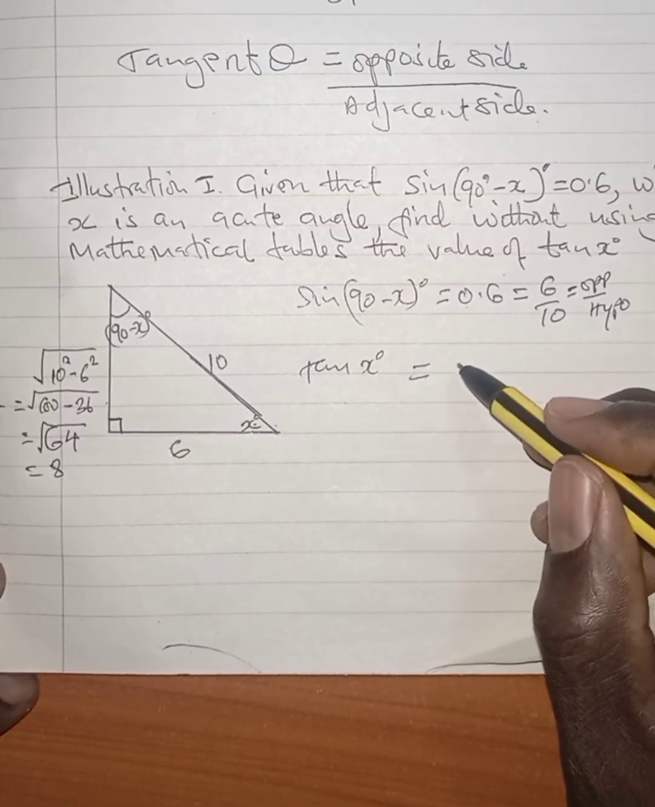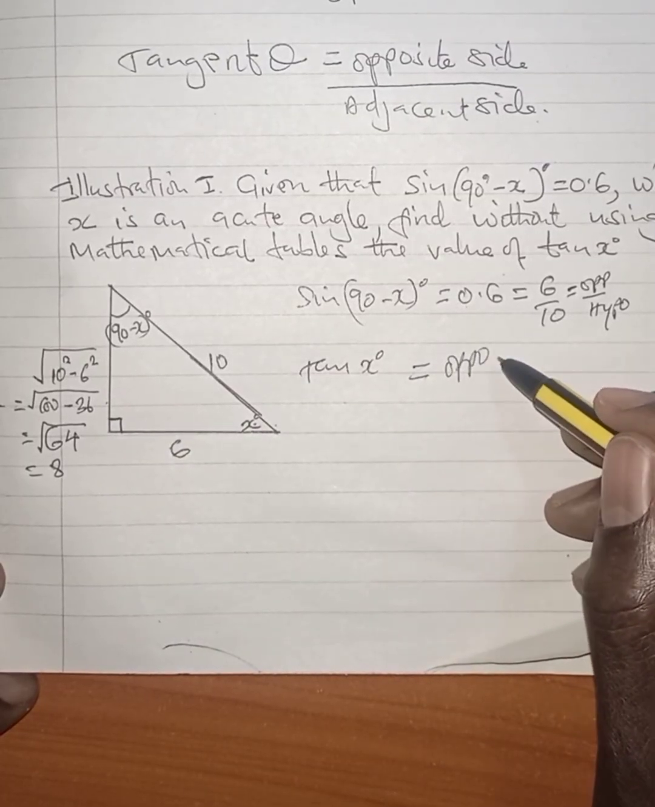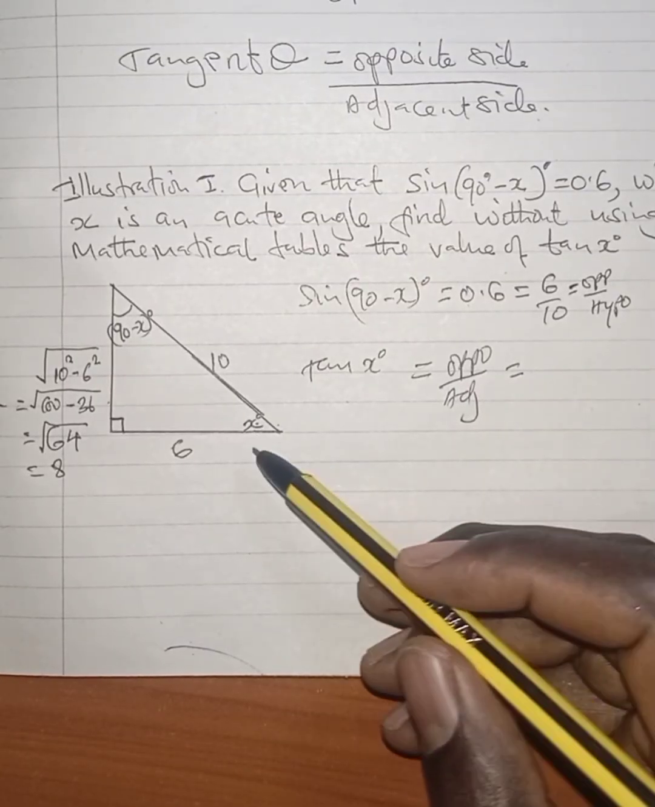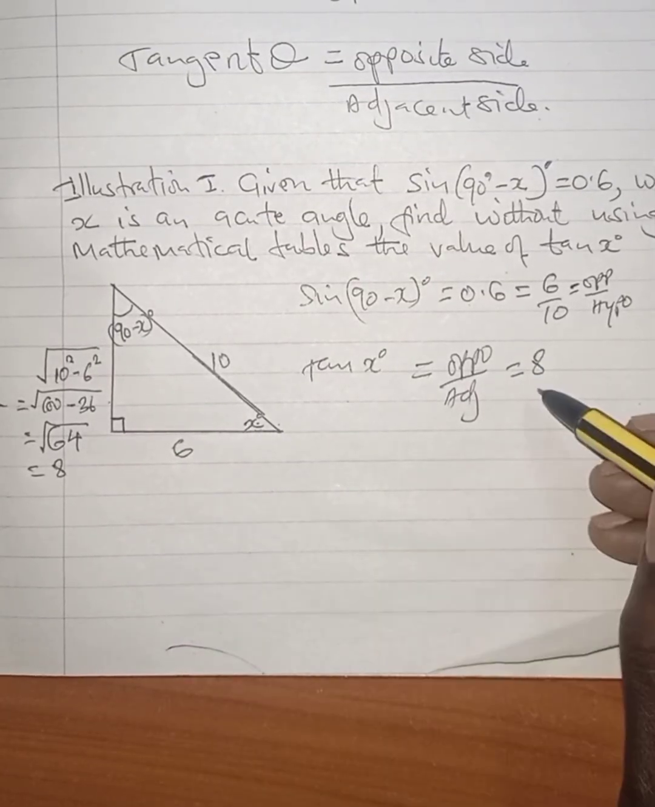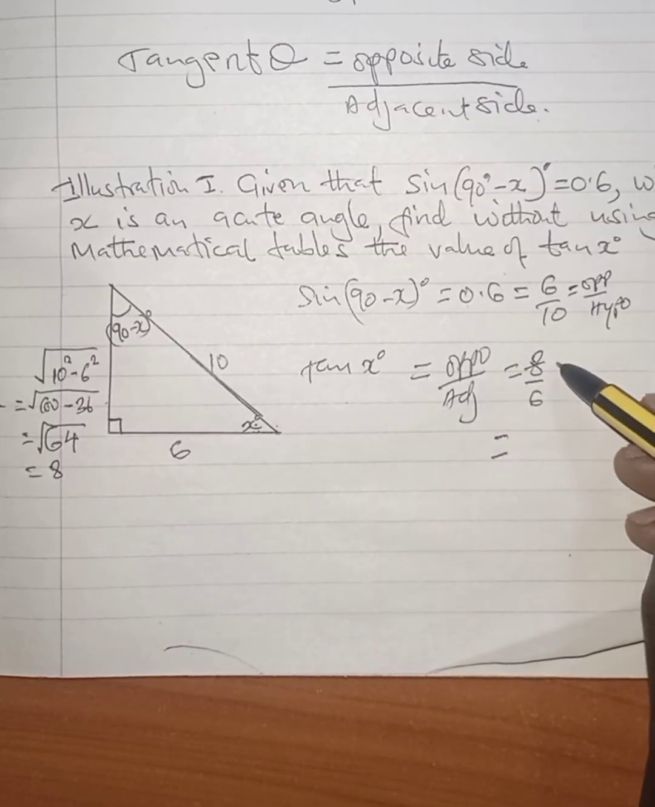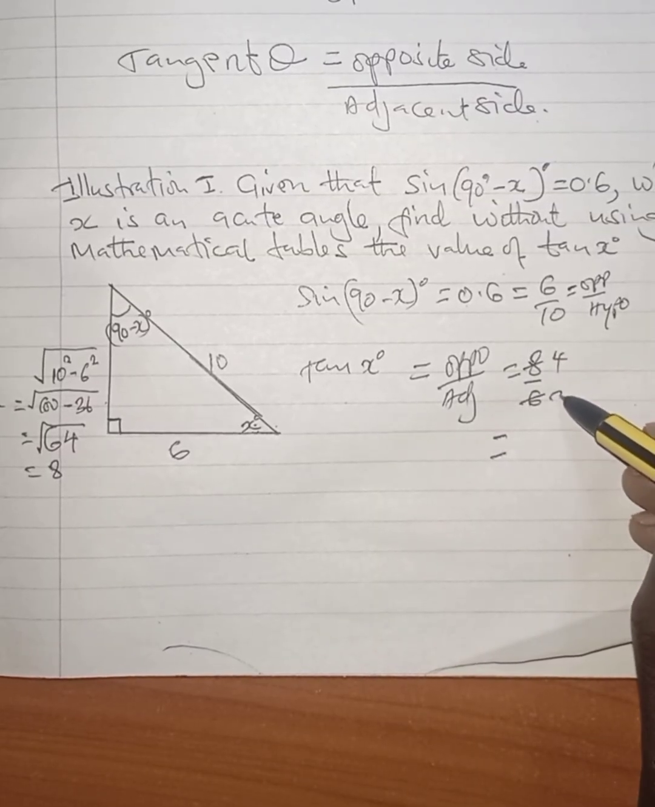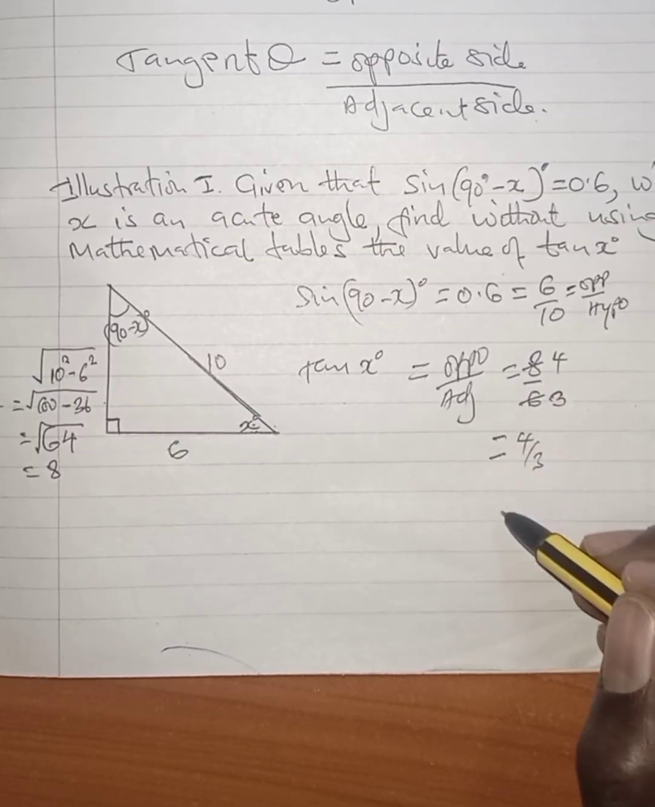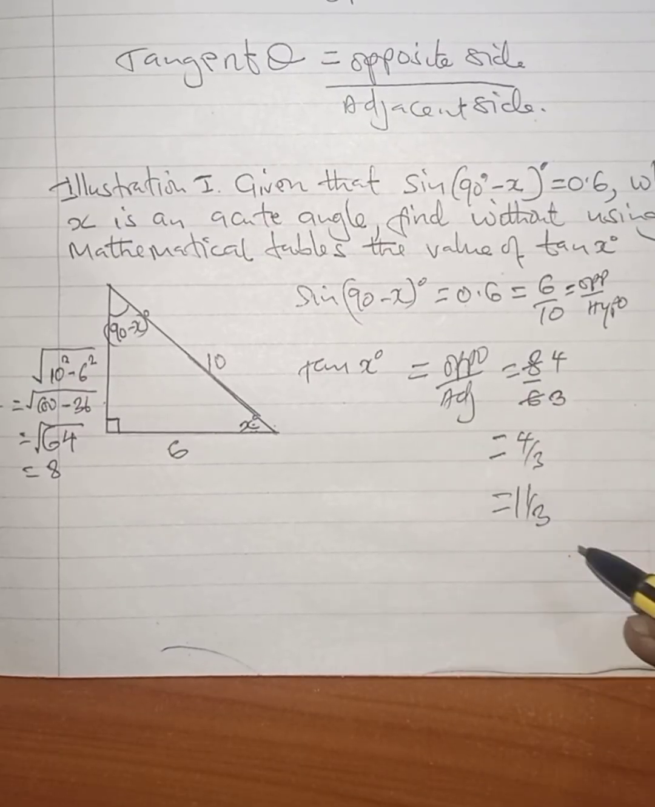Now tan x is the opposite side over adjacent side. We know the opposite side is 8 and the adjacent side is 6, meaning that tan x will be equal to 8 over 6. 2 goes into 8 four times, 2 goes into 6 three times, so that we have 4 over 3, which is the same as 1 and a third.